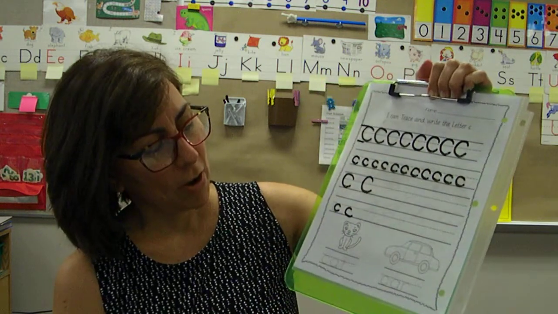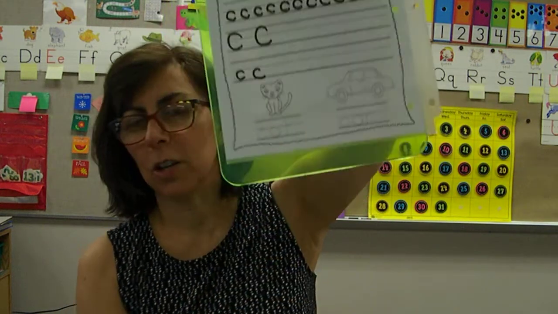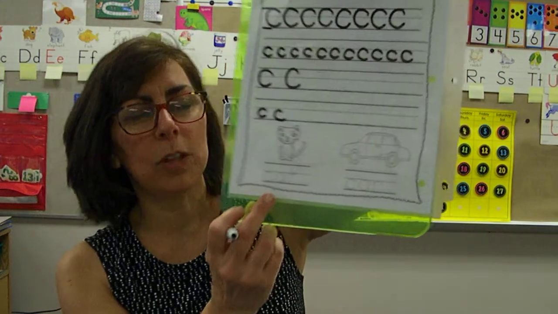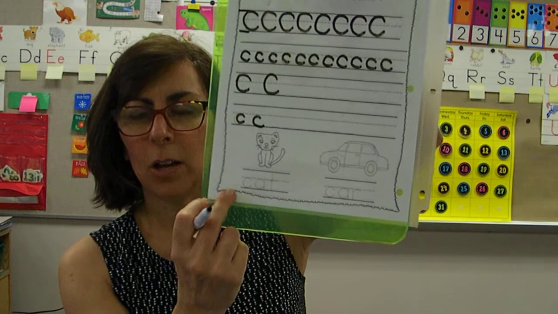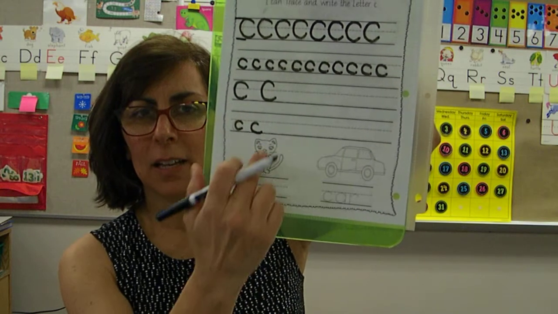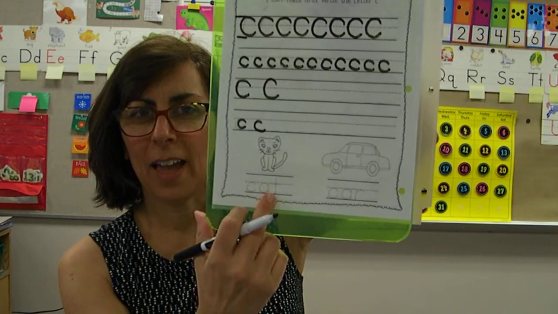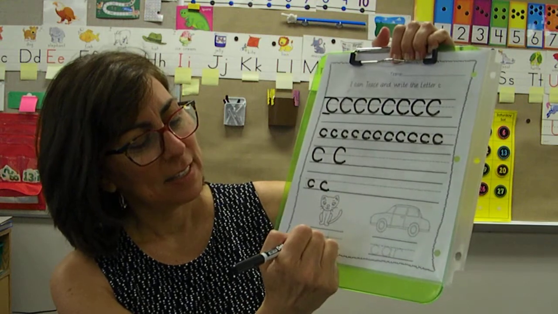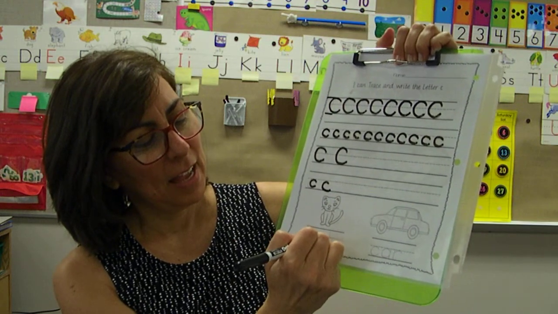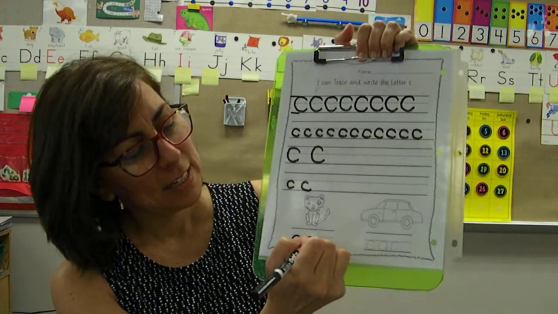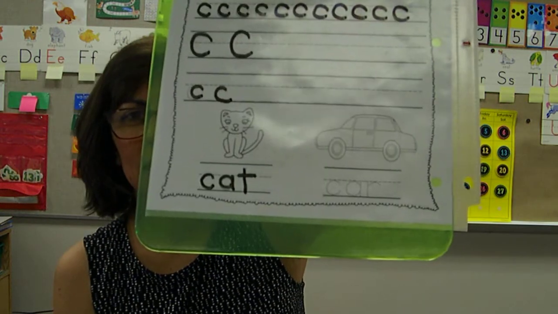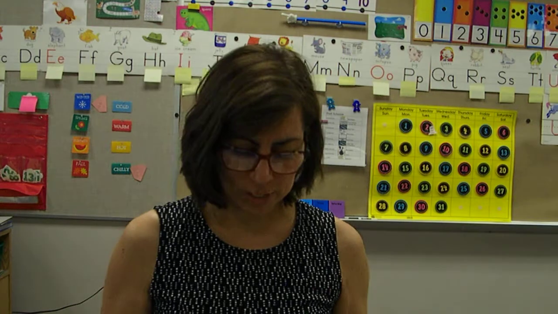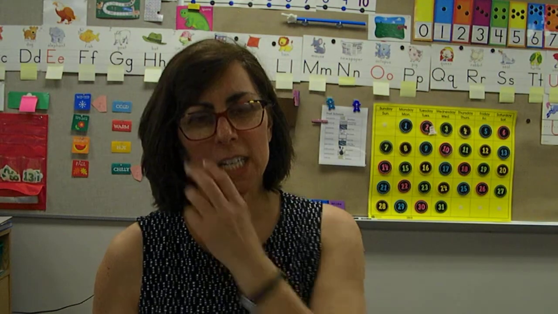Now there are two three-letter words here. You can write both of them, but together we're going to only write one. We're going to trace the word C-A-T. What's cat? There's a picture too. Cat. C-A-T. Cat. Nice work on your C. We're ready to go on to the letter D.